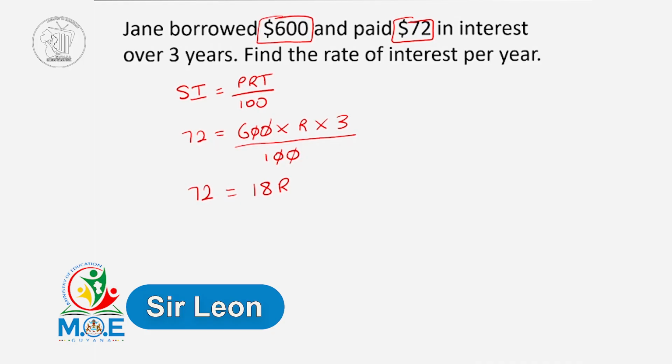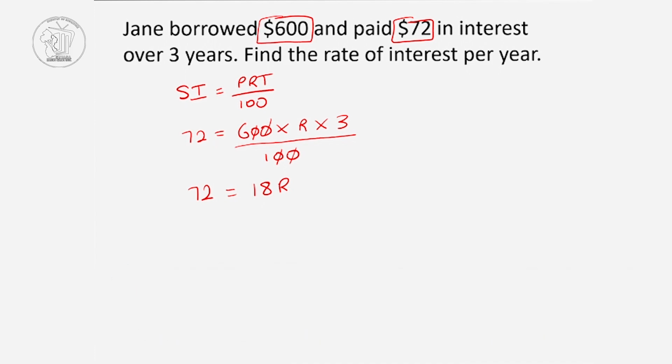So to solve for r, we see the 18 is multiplying the r. So when we take it over the equal sign, it will divide. So you'll have 72 divided by 18 is equal to r. So r will be equal to 4.